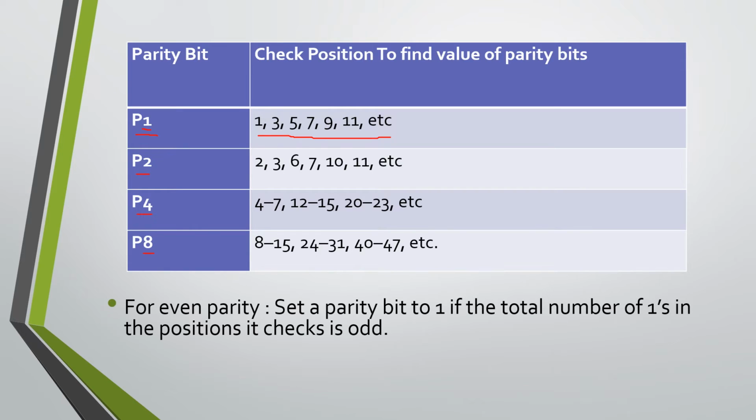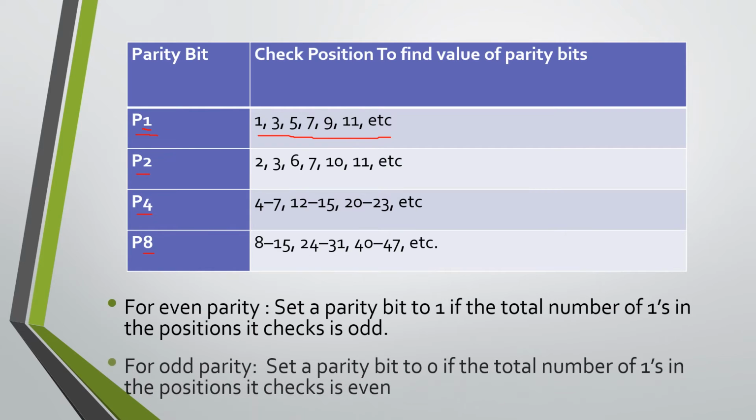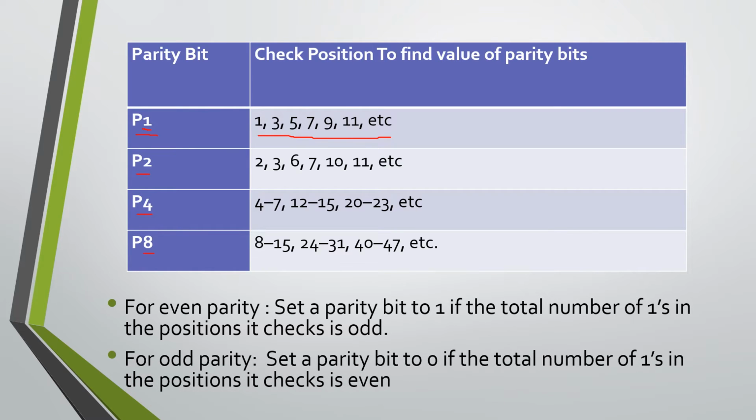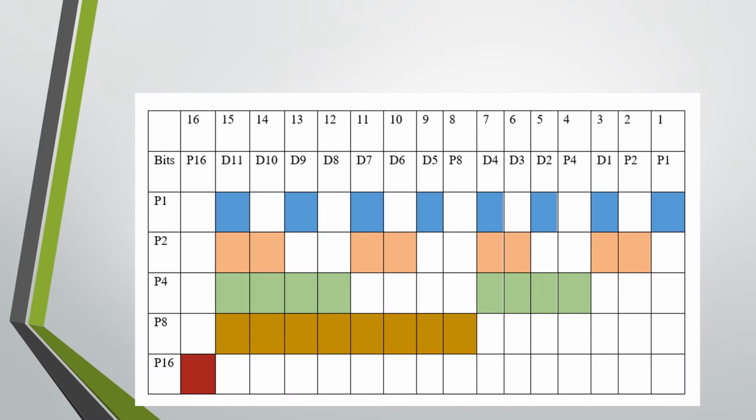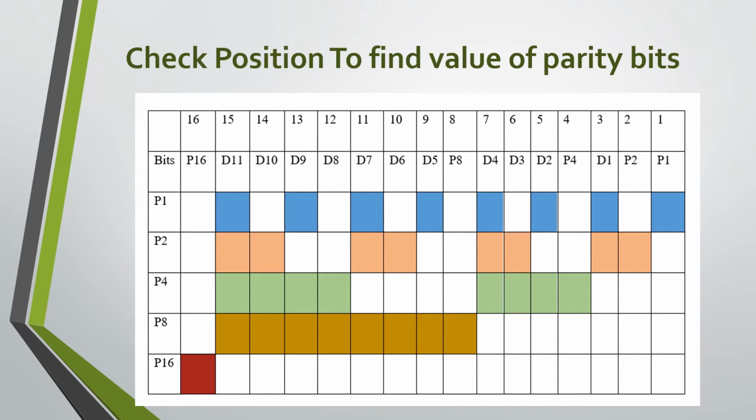For even parity, since we check for even parity, set the parity bit to 1 if the total number of ones in the positions is odd, otherwise it's set to 0 if the count is even. This table also indicates the same.